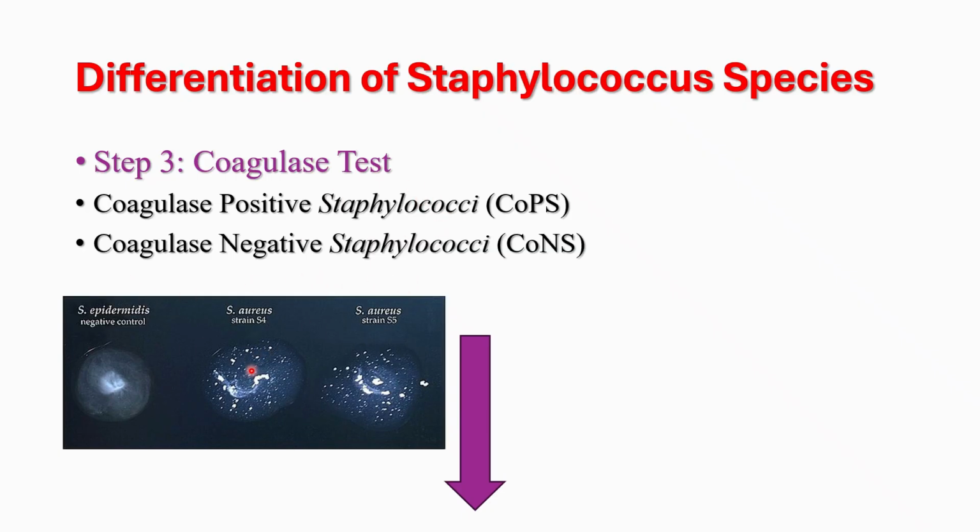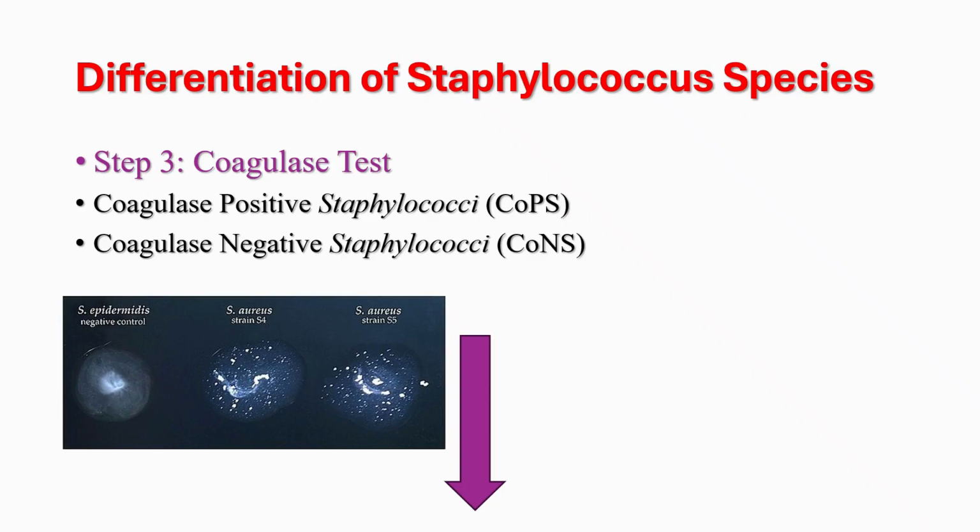So in this picture, these two are coagulase test positive that belong to Staphylococcus aureus, and this is coagulase negative. Coagulase positive organisms such as Staph aureus are usually associated with more severe infections, whereas coagulase negative species like Staph epidermidis are commonly part of the normal skin microbiota but can act as opportunistic pathogens.